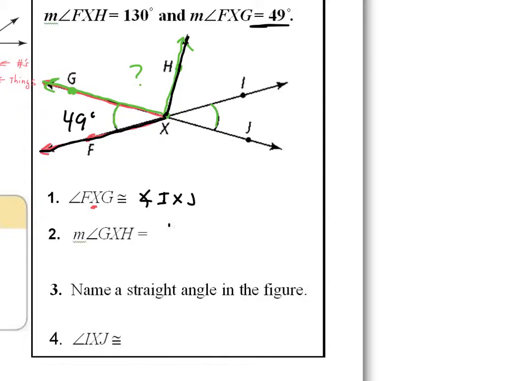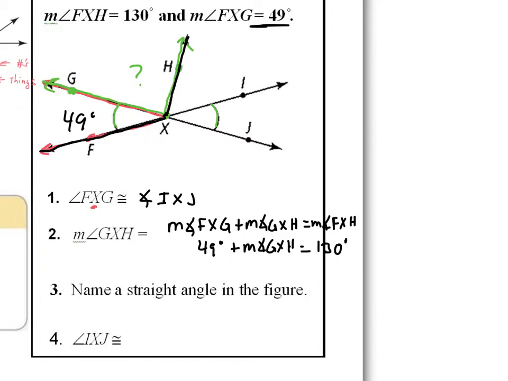But we have the measure of angle FXG, I'm having a hard time speaking today, FXG plus the measure of angle GXH is going to equal the measure of angle FXH. And we can plug in what we know. We know that the measure of angle FXG is 49 degrees. We're looking for the measure of angle GXH. And we know the measure of angle FXH is 130 degrees.